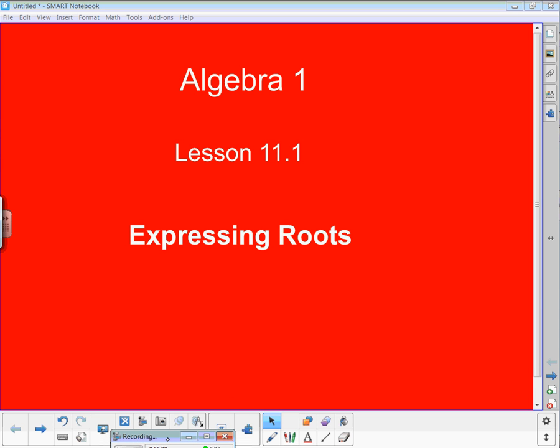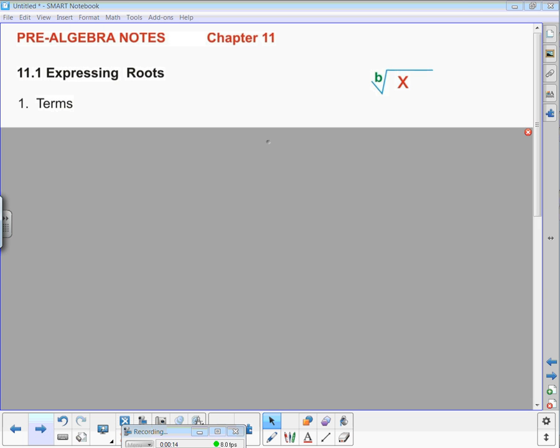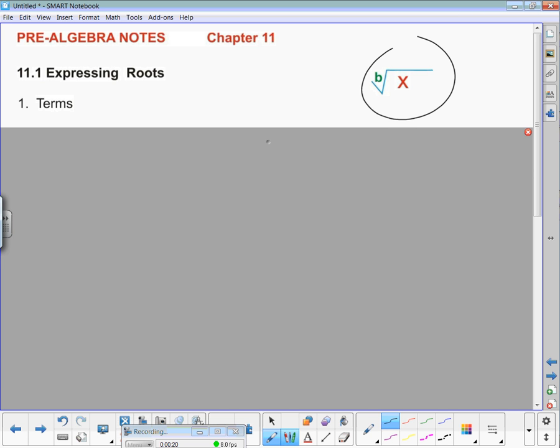Okay, this is Algebra 1, Lesson 11.1, and it is expressing roots. All right, so let's start off with some terminology here. If you look to the right, we're looking at a radical, and it's important that we know what the name of each part of the radical is. First off, the symbol itself.